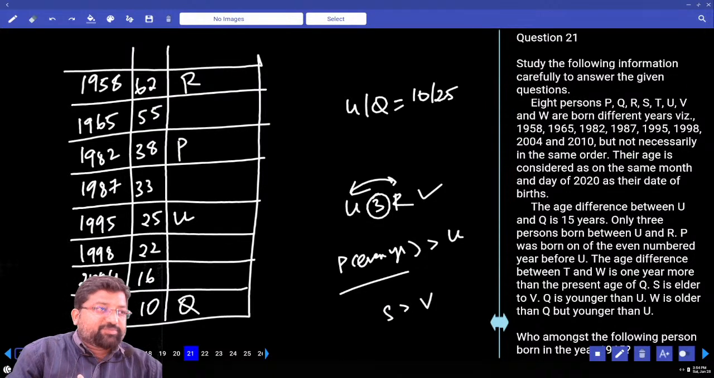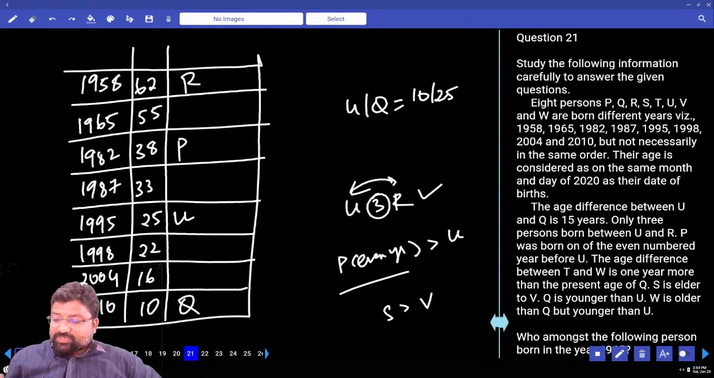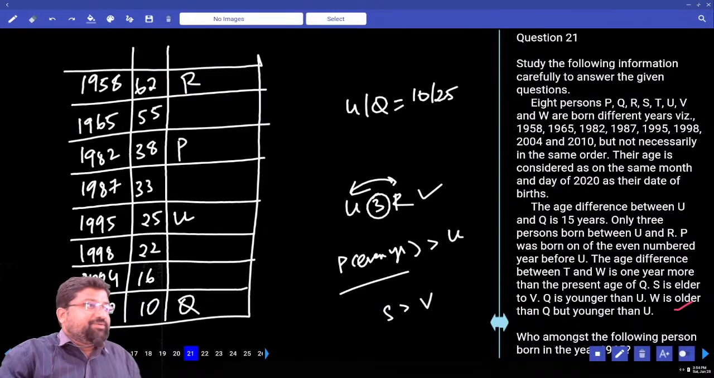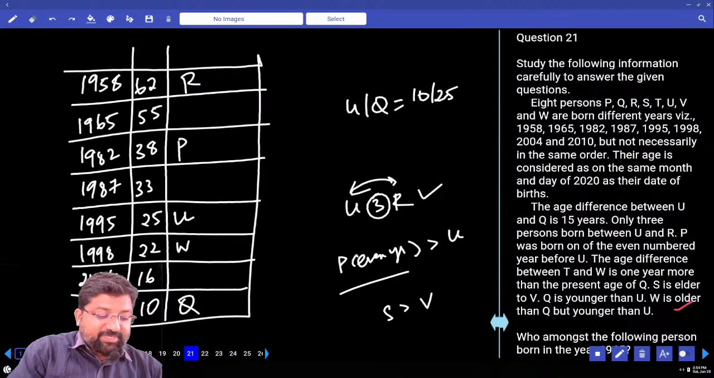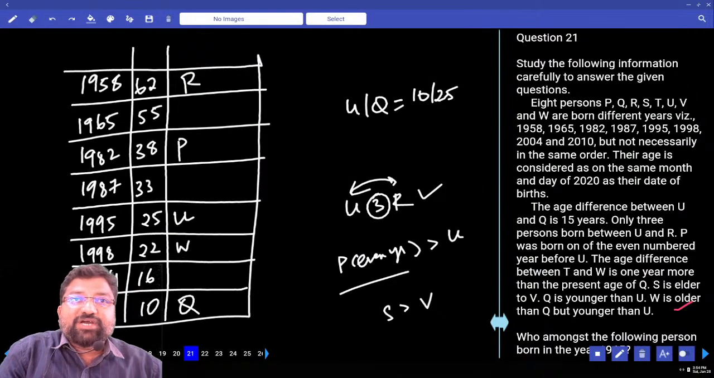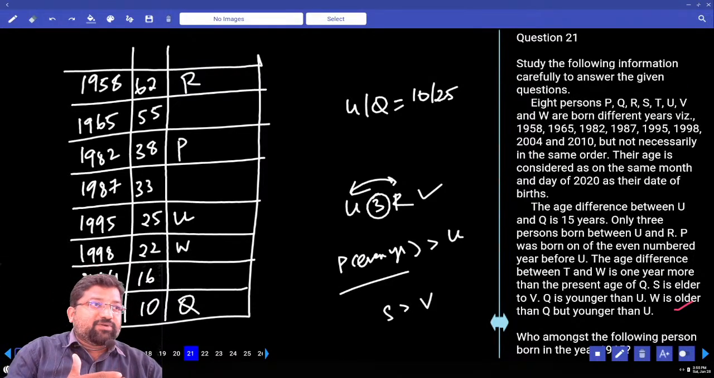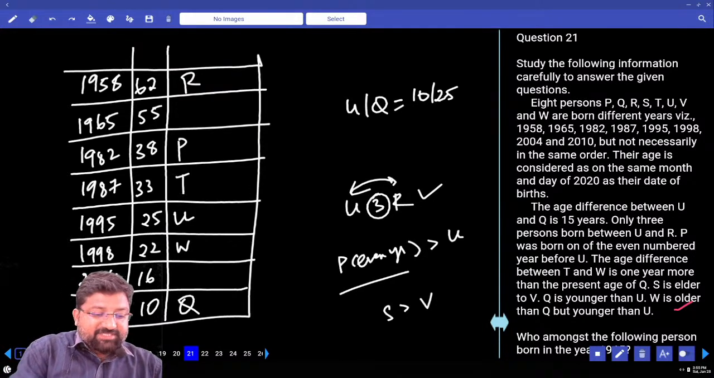Is there any other possibility other than this? No. T and W can be 33 and 22. Look at the next line. W is older than Q but younger than U. So this has to be W. Because as discussed earlier, T and W can be either 33 or 22, and W is older than Q and younger than U. Only one possibility, this is 33.